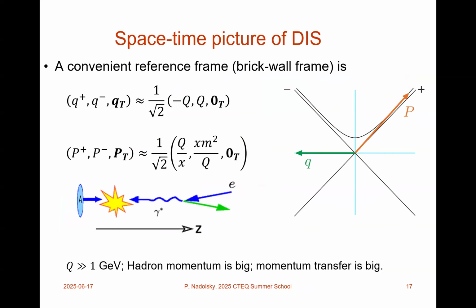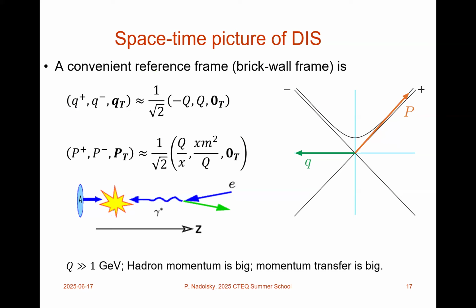Okay, now what's very interesting to discuss is how this scattering happens in the space-time picture, like the one I was describing. And we can do a quick analysis as follows. Let's assume we go to the Breit frame that I introduced yesterday, and look at the momentum components of Q and P in the light cone coordinates.